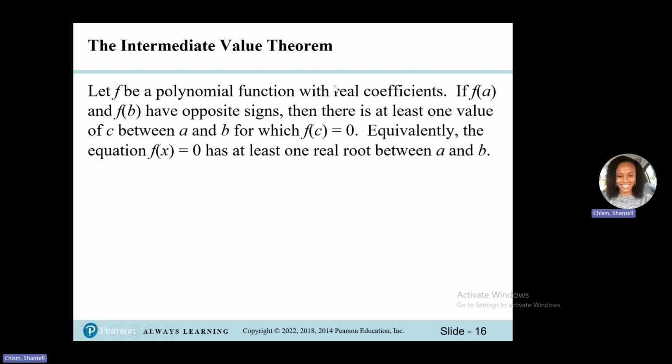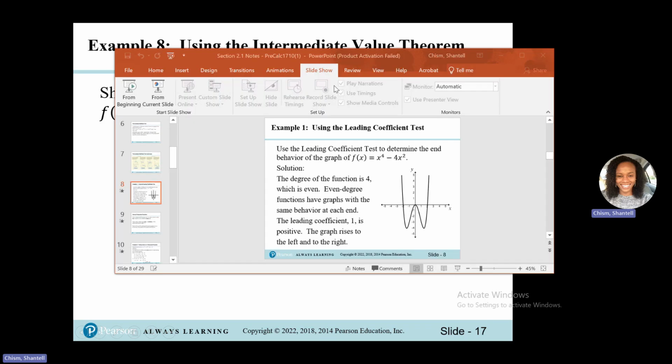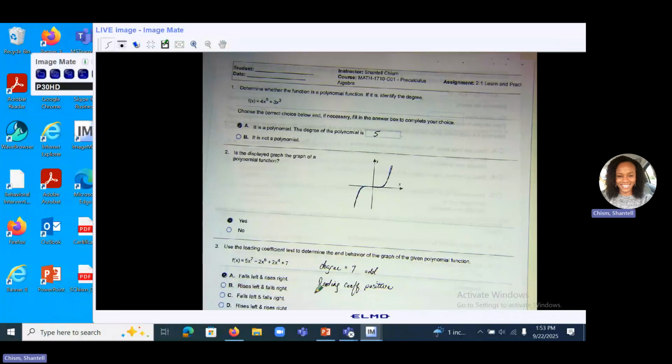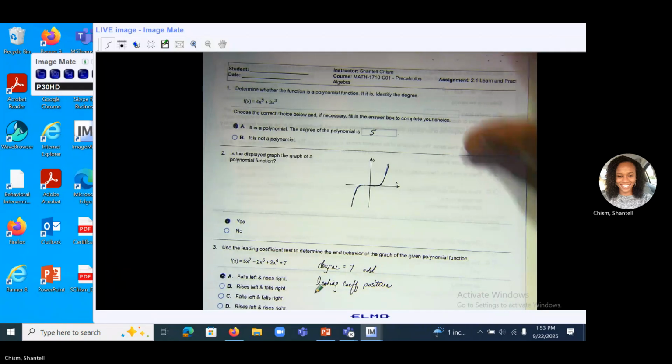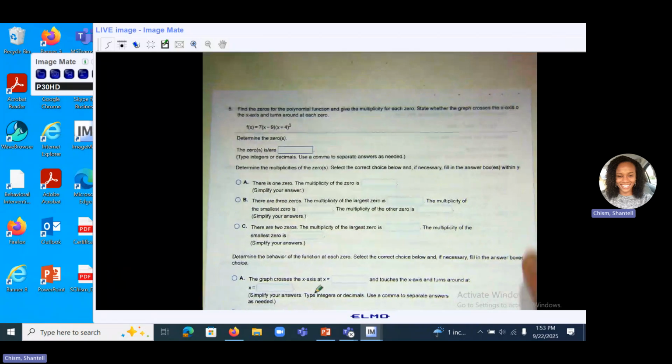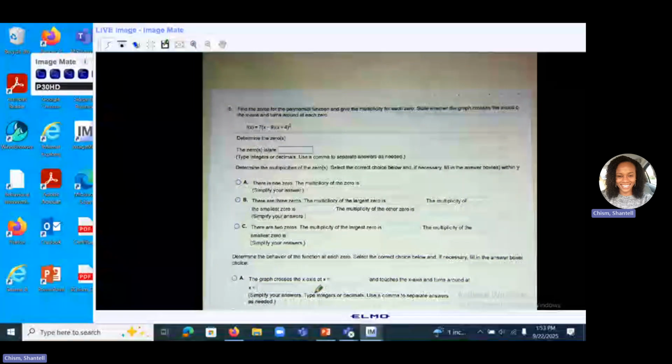Okay, let's look at an example. Let's take a look at that. All right, how about number 5? Last problem we did was 4. Let's look at number 5. So with this problem, it says find the zeros of the polynomial function and give the multiplicity for each 0.